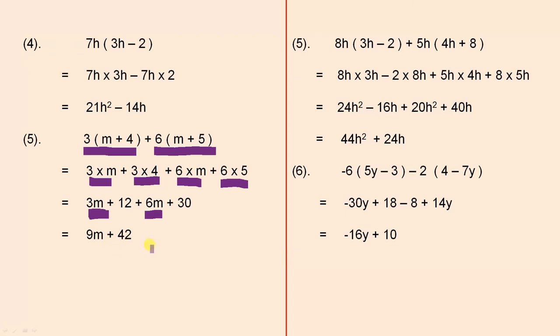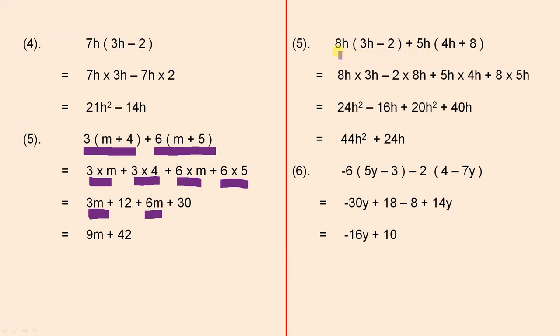So I did say in the introduction, you can simplify the algebraic expression by collecting like terms if possible, or if it's appropriate. In this example, it is appropriate. Up here, it's not, because they're not like terms.